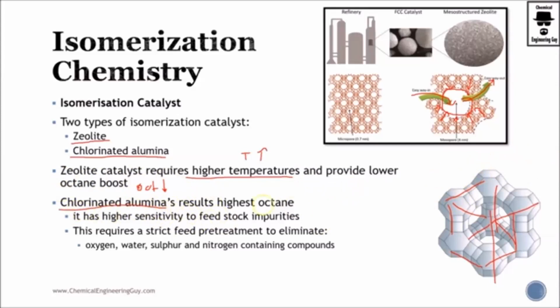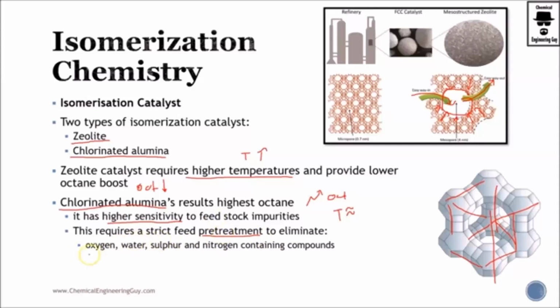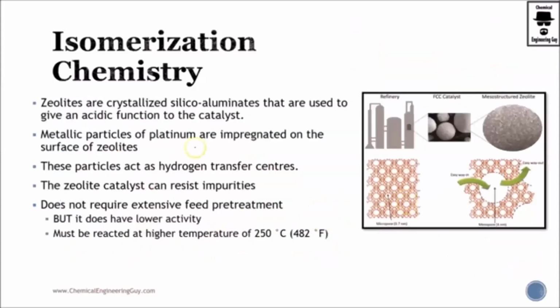On the other hand, chlorinated alumina will have a higher octane rating and doesn't need to operate at high temperature, but it has higher sensitivity, and because of that same higher sensitivity, we're going to be required to remove or pretreat most of the feeds. So we need to remove oxygen, water, sulfur, nitrogen, and other metal-containing compounds.